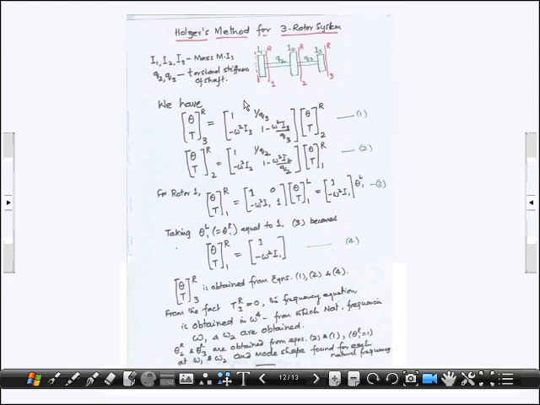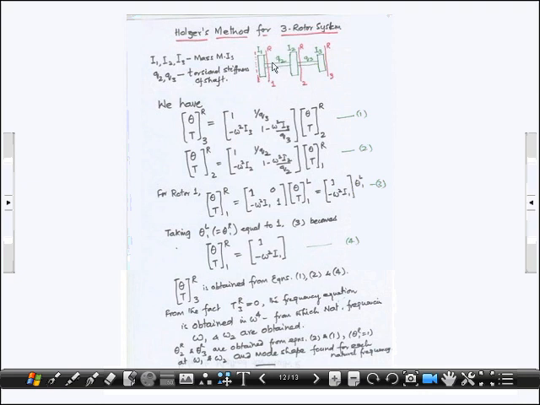Now let us see how Holzer's method is applied for a 3-rotor system. We have worked out the natural frequencies and mode shapes of a 3-rotor system earlier by a different method. Here we will see how Holzer's method can be applied. The way Holzer's method can be applied is basically you name the stations. I take the station at the end of the 3rd rotor as station 3, then station 2, station 1. I will also be needing one more station that is to the left of this mass.